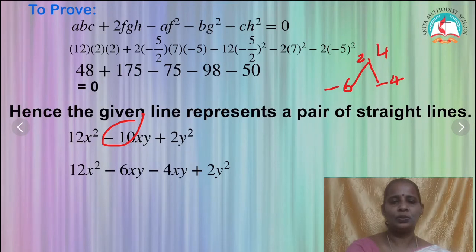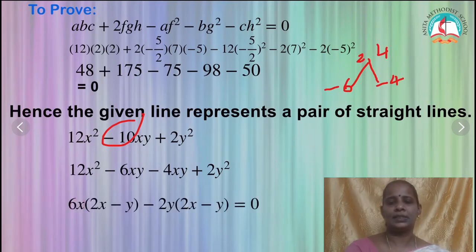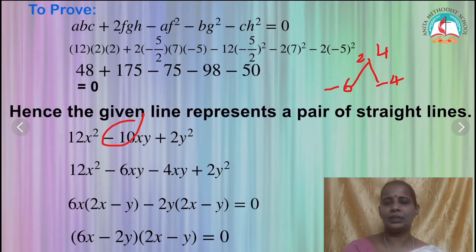Now group the first 2 terms. What is common? 6x. If I take 6x out, this becomes 2x and this becomes minus y. Whatever the sign you put, keep it as it is, and here you have a minus sign, therefore take minus outside. So minus 2y, if you take it out, then what happens here? 2x, and plus becomes minus, leaving behind only y. Now I write the common term once, and the other term is 6x minus 2y. So 6x minus 2y into 2x minus y is equal to 0.